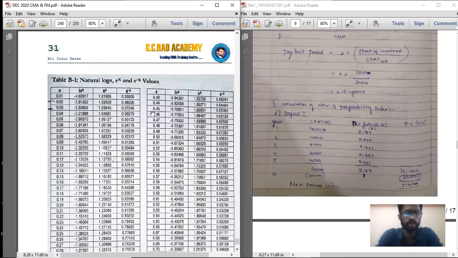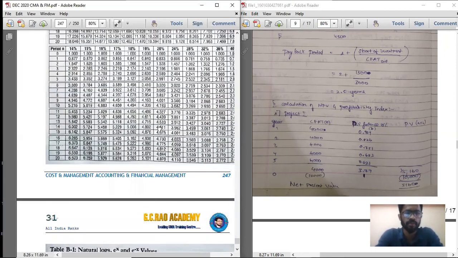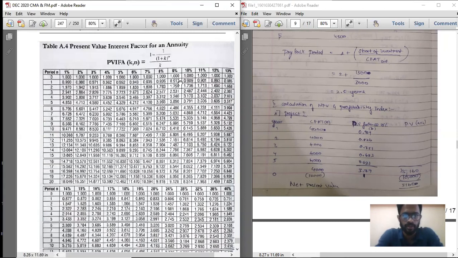See, the annuity factor for 10% for 5 years. Annuity factor means the summation of all the PV factors: first year value, plus second year value, plus third year value, and so on. That is called the annuity factor. So for 10%, what is it for 5 years? 3.791. So just multiply 4,000 into 3.791, and you are getting 15,164.